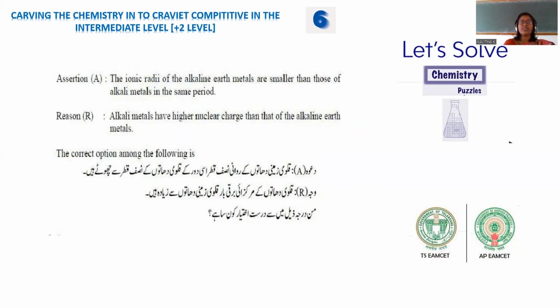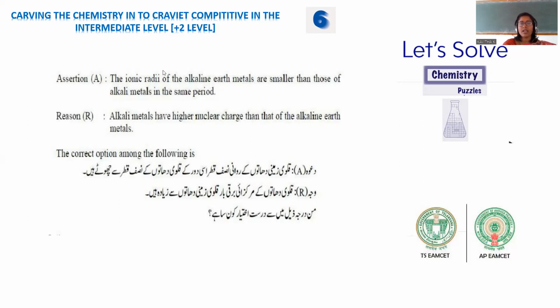Here an assertion and reasoning question is provided. The ionic radii of alkaline earth metals are smaller than those of alkali metals in the same period. This is a question from periodic trends, periodic properties in the groups as well as in the periods of the elements. And the reason given is that alkali metals have a higher nuclear charge than alkaline earth metals.